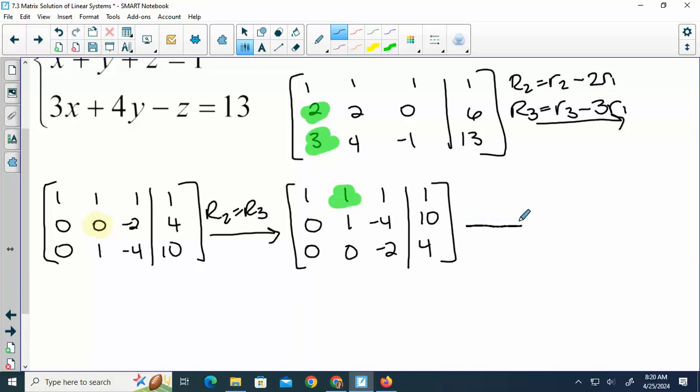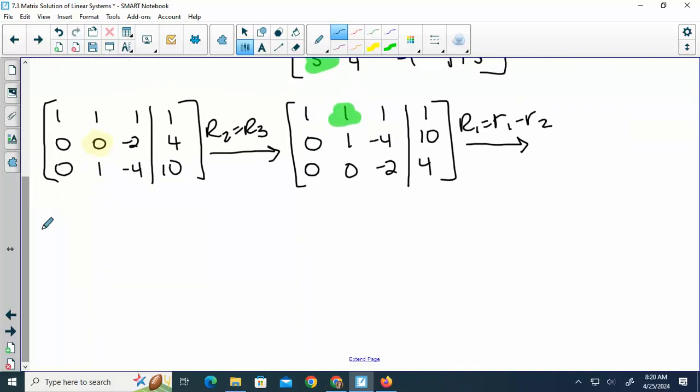How would I do it? Row 2 minus row 1? And I'm going to do row 1 minus row 2. Here's why. If you did row 2 minus row 1, it would turn this first number into a -1, and then we would have to fix that. So rows 2 and 3 are not changing.